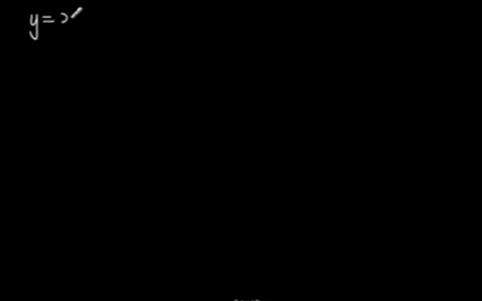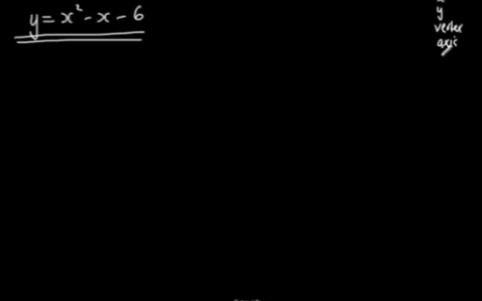y is equal to x squared minus x, and then we'll have minus 6. I'm going to draw this one. So let's consider the points that we're interested in. We're interested in the x solutions, the y solutions. We want now the vertex. We want the axis of symmetry. And we want the shape. So let's consider each of these in turn.